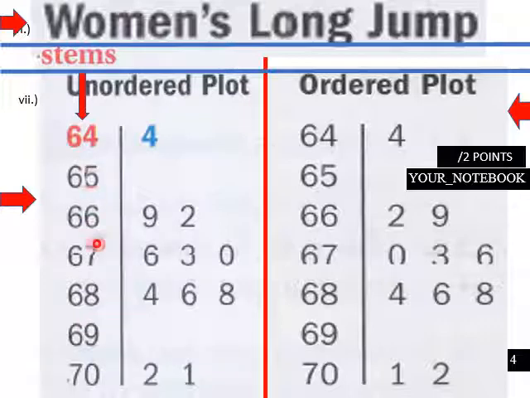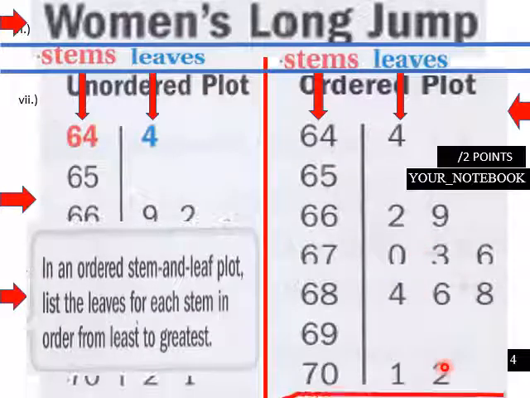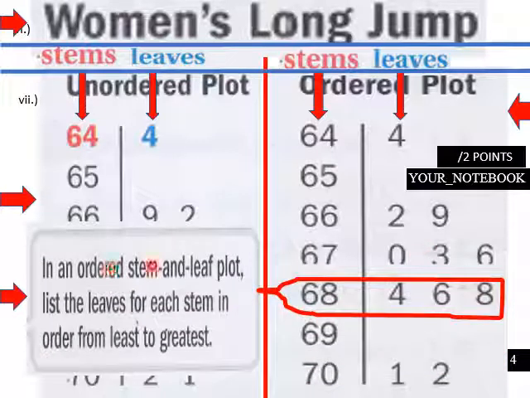So these are your stems here. This is what we start from. And then the important part is the ones here. The leaves are your ones. These are the leaves. So it's kind of like a plant, you know what I'm saying? Here are your leaves. In an ordered stem and leaf, list the leaves from each stem in order from least to greatest. So here's your ordered plot, from least to greatest.